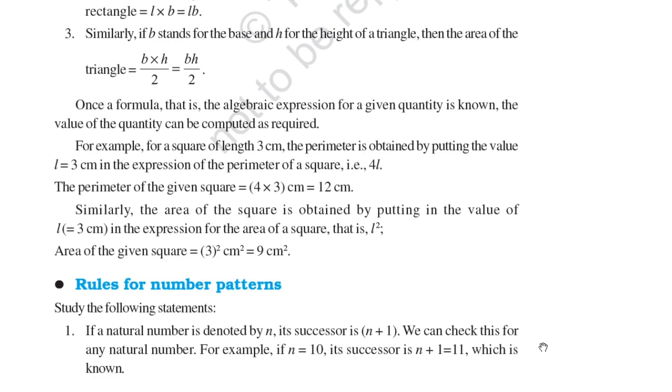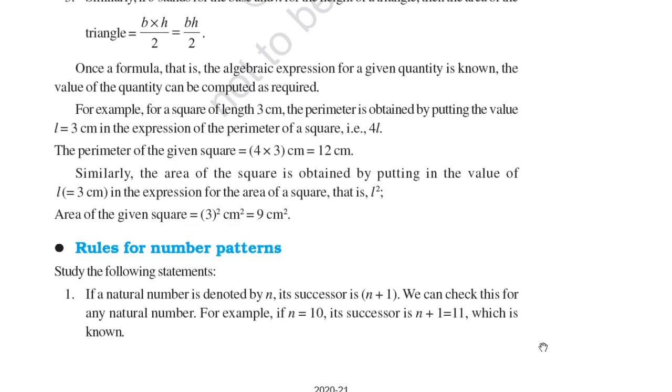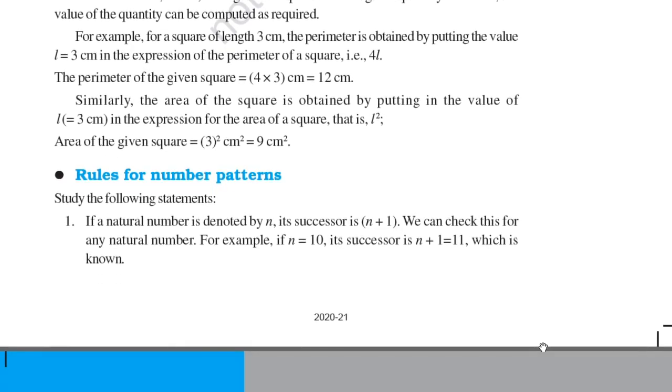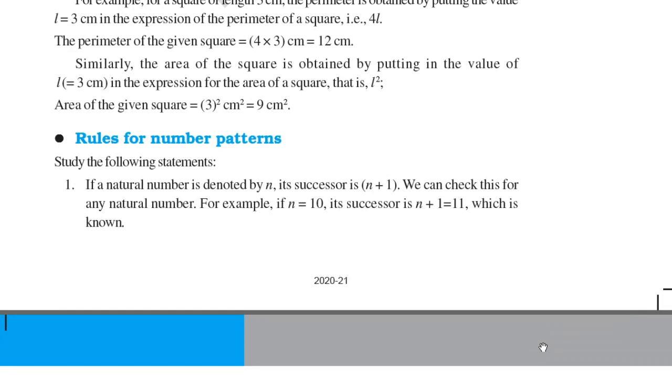Once a formula, that is the algebraic expression for a given quantity, is known, the value of the quantity can be computed as required. For example, for a square, if the length is 3 cm, the perimeter is obtained by putting the value L is equal to 3 in the expression of the perimeter of a square, that is 4L. The perimeter of the given square is 4 into 3, that is 12 cm. Similarly, the area of the square is obtained by putting the value L is equal to 3 in the expression for the area of a square, that is L square. So 3 square is equal to 9 centimeter square.